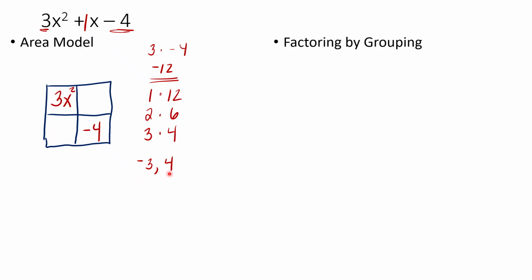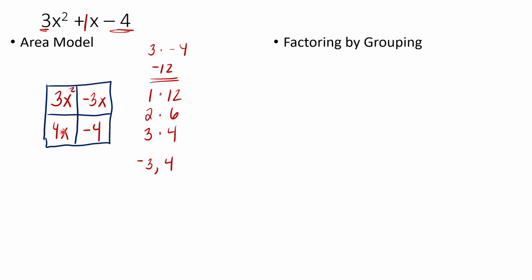Now, just to confirm that I have the right numbers there. -3 times +4 would give me -12. And -3 plus 4 would give me the +1. So that's my confirmation that I have the right numbers there. And I'm just going to use those to fill in the other 2 boxes. Now, just to recap what we've done here. We have taken the product 3x squared plus 1x minus 4, and we have represented that in the rectangle as the area of the rectangle.